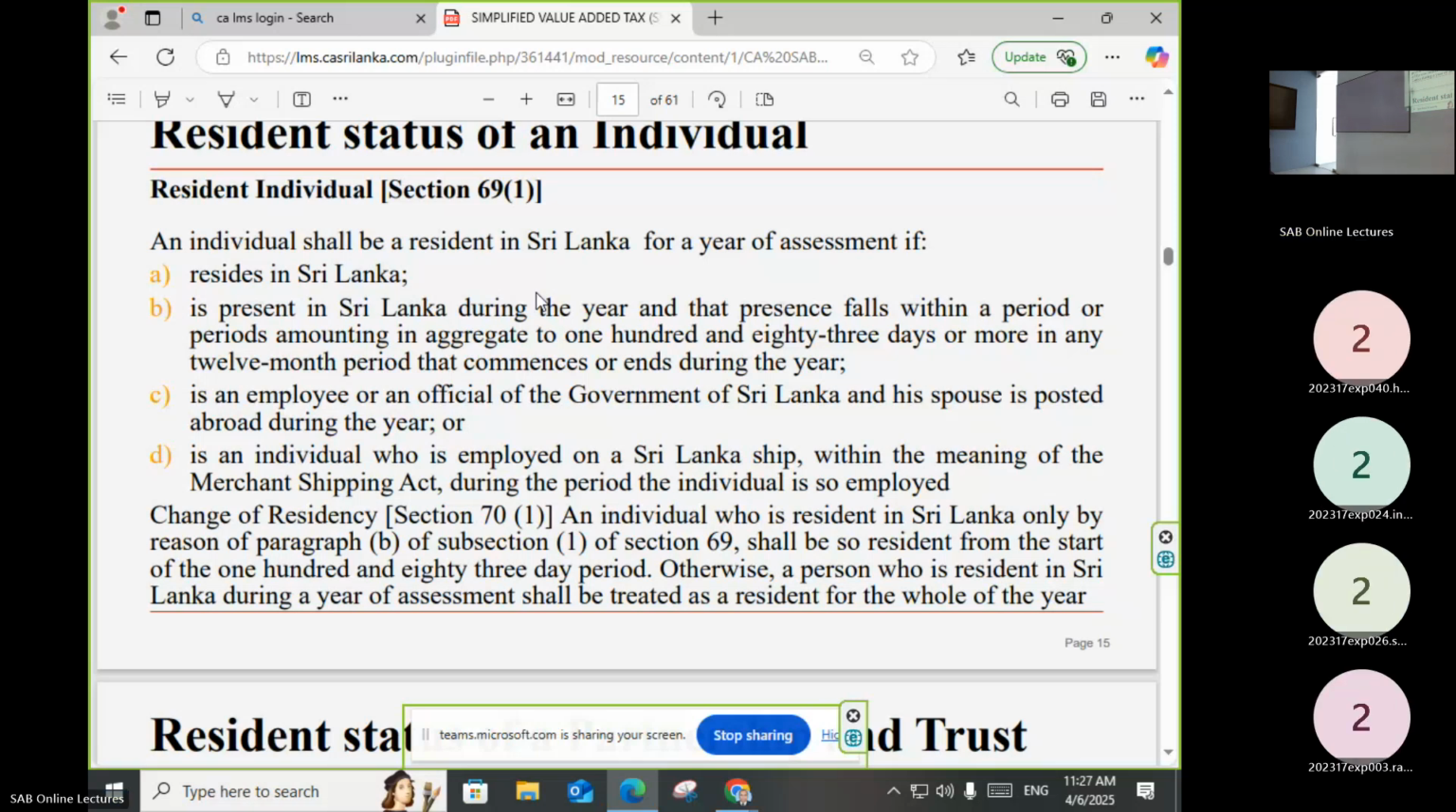Right? So the other two exceptions are in the case of a government officer or employee and his spouse.